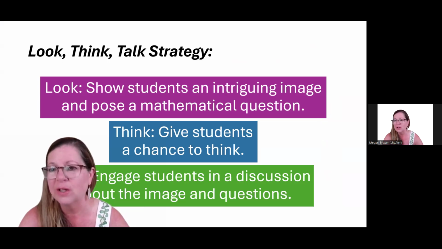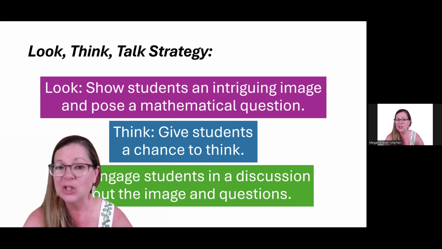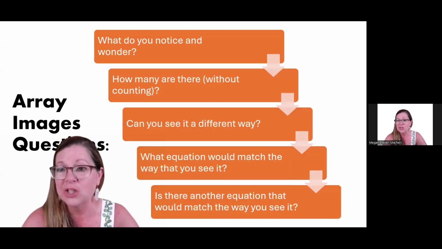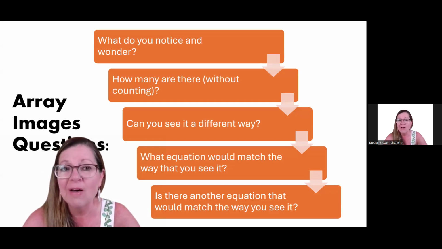And honestly, this can really be used throughout the day in a classroom with multiple situations. So look: show students an intriguing image and pose a mathematical question. Think: give students a chance to think. Talk: engage students in a discussion about the image and questions. Here are some array image questions that a teacher could consider. And again, it's based on the student's age, the image you're using, how much time you have. But here are some of the questions you could choose from.